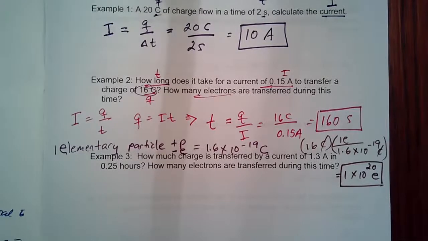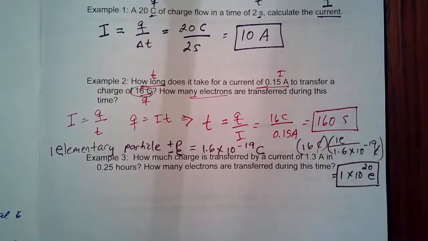And that is a lot of electrons to create such a relatively small charge. You do need to remember that electrons are very, very small. Okay, example 3: how much charge is transferred? So now we're looking at Q.